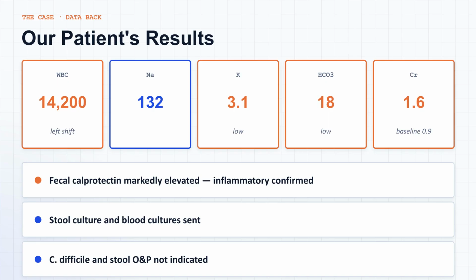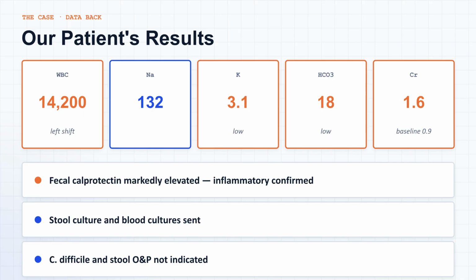Here is what came back on Marcus. The white blood cell count is 14,200 with a left shift. Sodium is 132, potassium is 3.1, bicarbonate is 18, and creatinine is 1.6, up from a baseline of 0.9. So he has acute kidney injury from volume loss, plus hypokalemia and a non-anion gap acidosis from losing bicarbonate in the stool. Fecal calprotectin is markedly elevated, confirming inflammatory disease. Stool culture and blood cultures are sent. Now let us treat him.